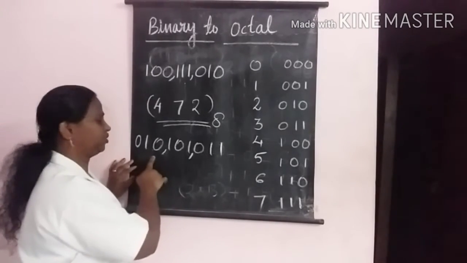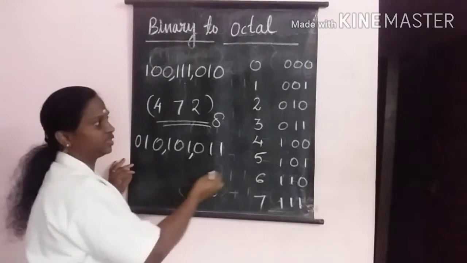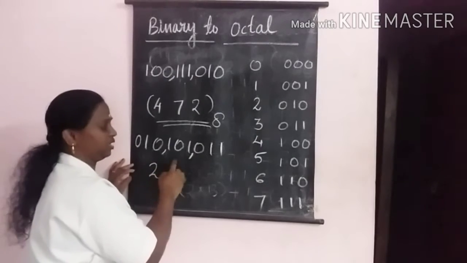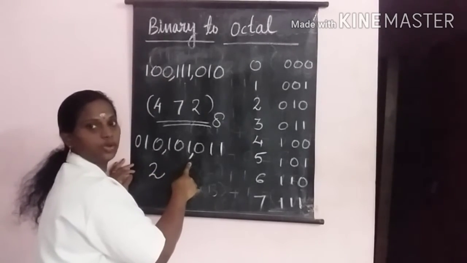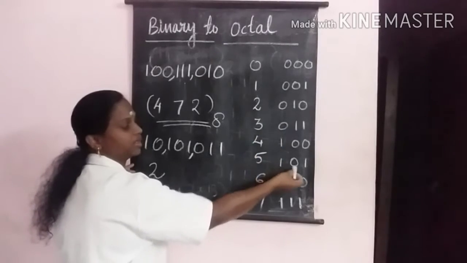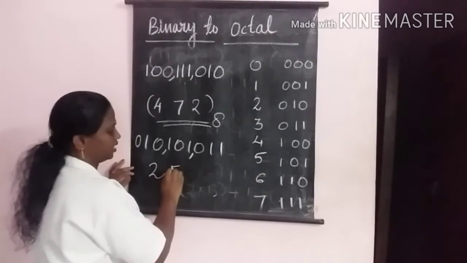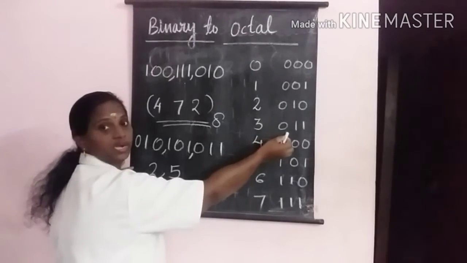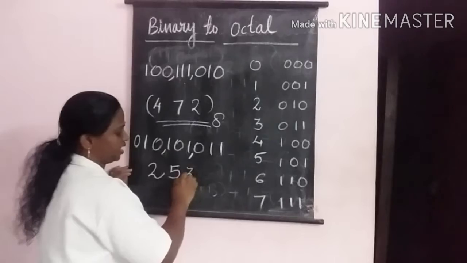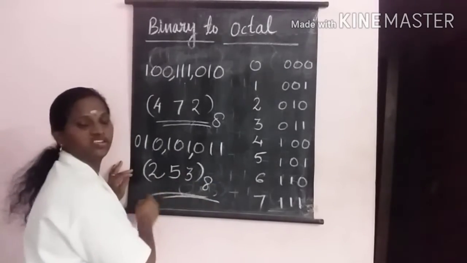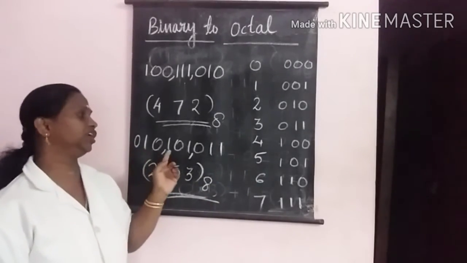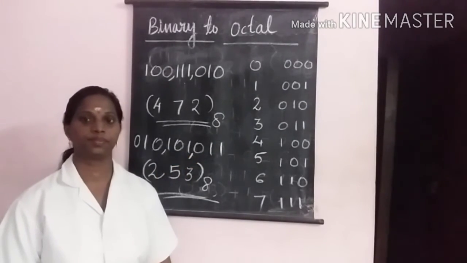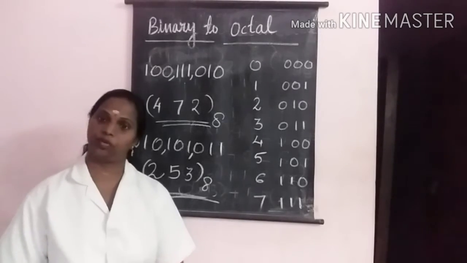Then first one, 0, 1, 0. What is the octal representation for 0, 1, 0? 2. So write 2 here. Next 1, 0, 1 means 5. Then write 5 here. Then 0, 1, 1 is 3. So write 3 here. This is the octal representation for the number 1, 0, 1, 0, 1, 0, 1, 1. Clear? It's a very simple process.